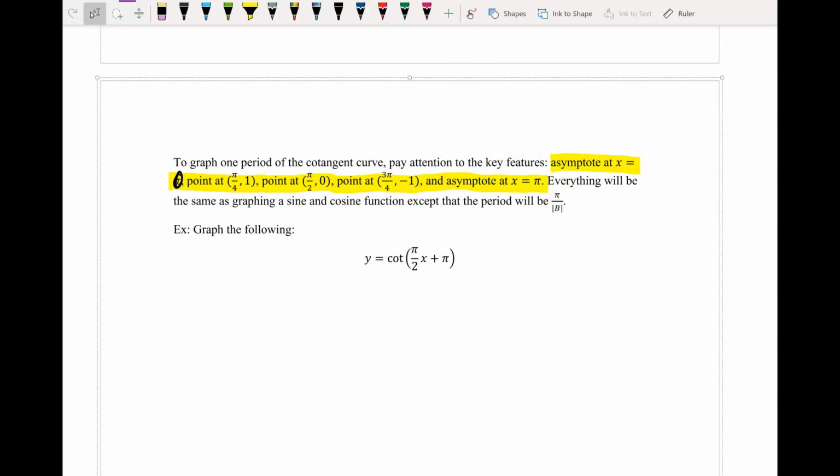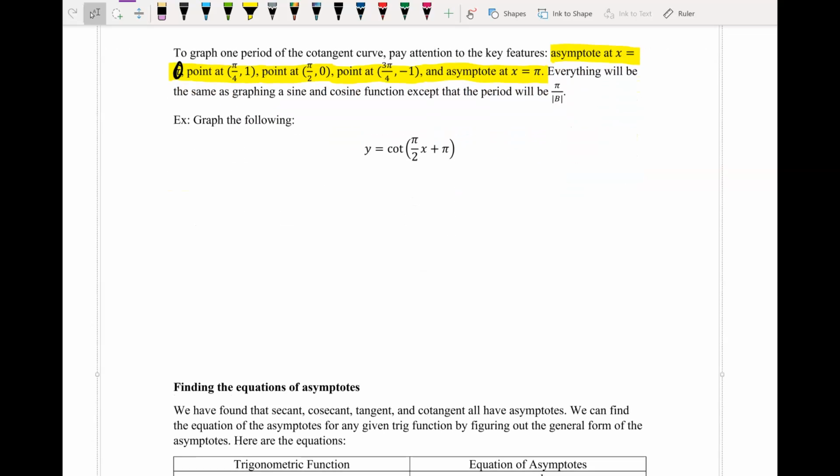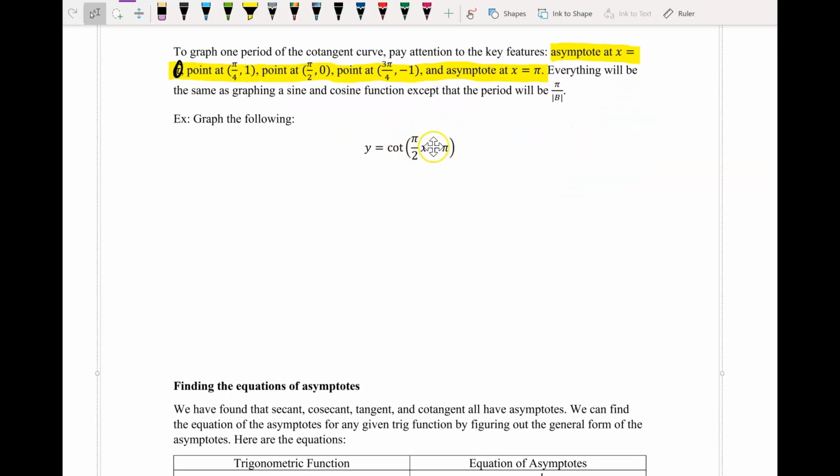Okay, so let's take a look at this problem. Let's go ahead and take the cotangent curve. We see that we have a period change and also a phase shift. So I'm going to take out the pi over 2. You've got the x, and since I'm taking out a pi, I'm going to have plus 2. That's what it will be.